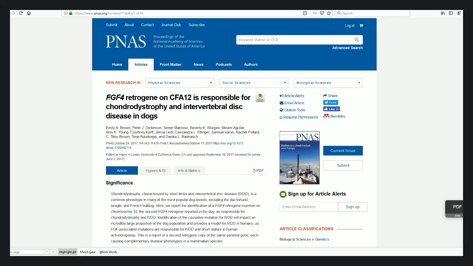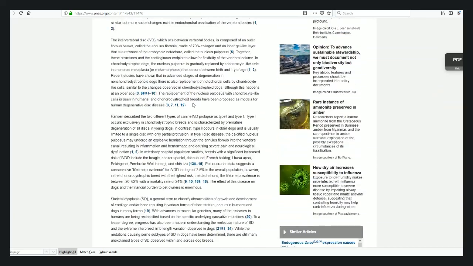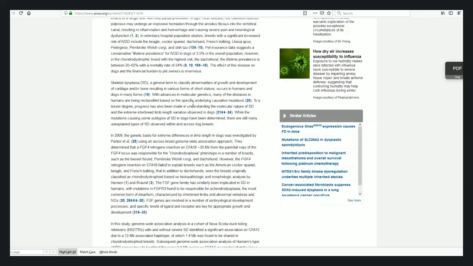And there's a paper that I've got on that as well, which you can check out. It mostly talks about the mutation that causes the back problem in Dachshunds, but it also talks about the one that causes the shortening of the legs.